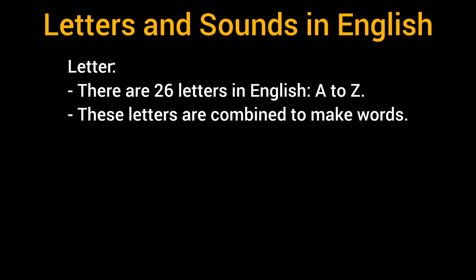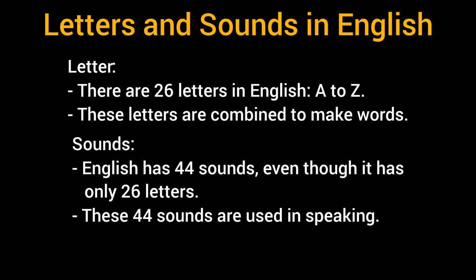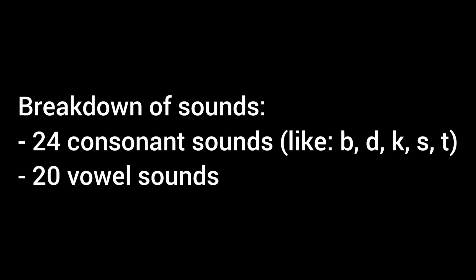Letters and sounds in English. Letter: there are 26 letters in English, A to Z. These letters are combined to make words. Sounds: English has 44 sounds, even though it has only 26 letters. These 44 sounds are used in speaking. Breakdown of sounds: 24 consonant sounds like B, D, K, S, T.